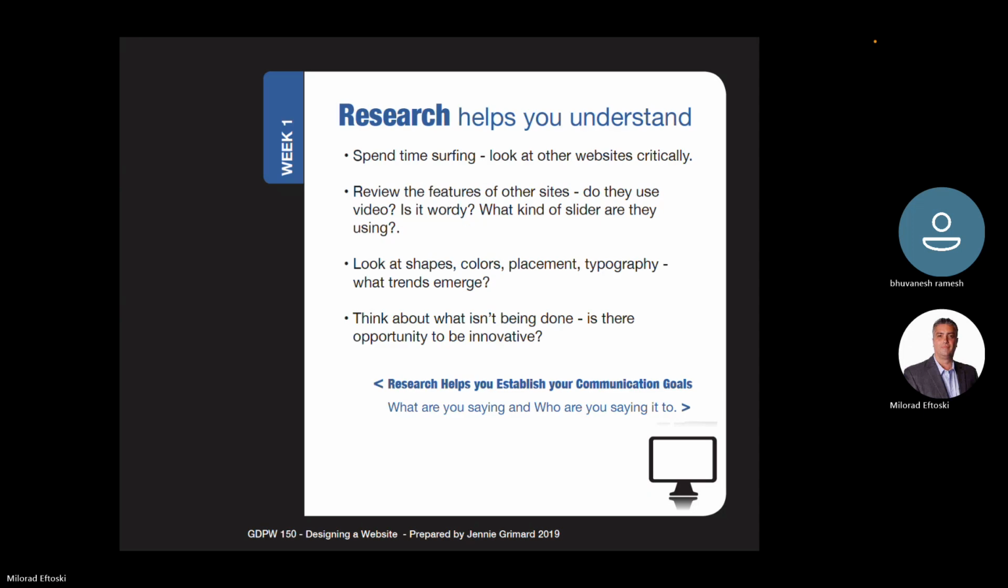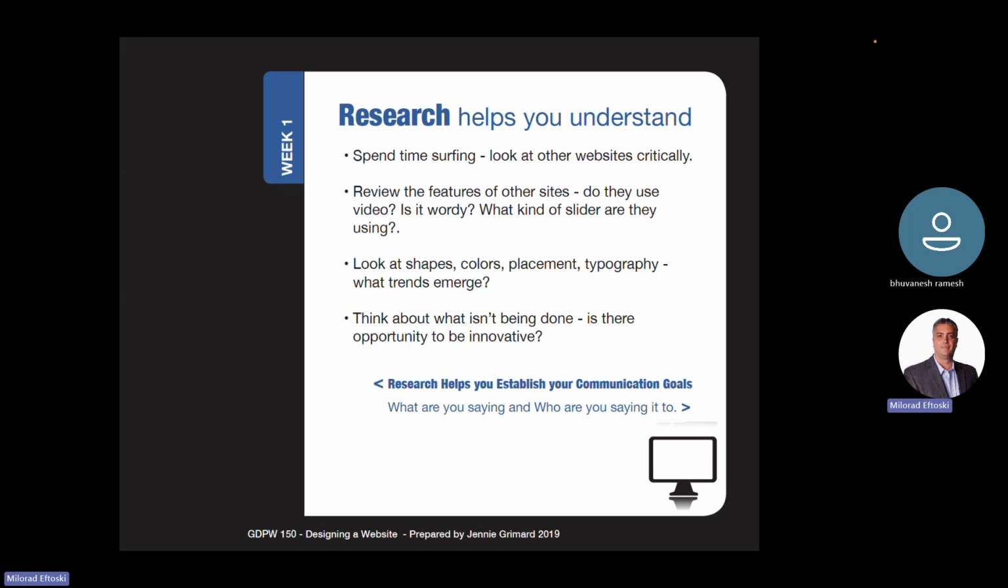Okay. So let's talk about research. What is research? Research is something that you're doing now with your website critique. You're looking at other websites, you're researching what's good, what's bad, you're doing your own critical thinking, okay? You're spending time surfing, looking at other websites critically. Review the features of other sites. Do they use video? Is it wordy? What kind of slider are they using? Looks and shapes, colors, placement, typography, and trends emerge. Think about what isn't being done. Is there opportunity to be innovative? Okay, so that's what the research page is all about.